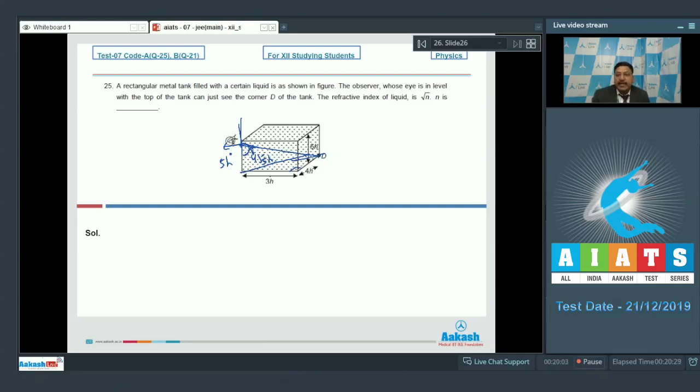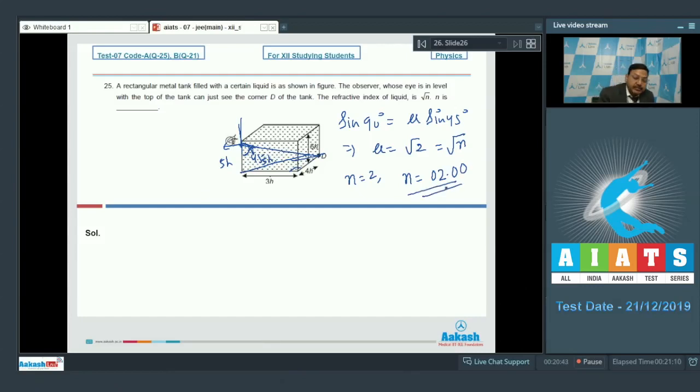Now if I take the refractive index of the liquid is mu, then we have the equation sine 90 degree equals mu sine 45 degree, and sine 45 degree is 1 by root 2. That gives us mu is equal to root 2. But this is given as root n according to the question, which clearly means the value of n is 2. But as per our format, the value of n will be written as 02.00. So that is the answer to this question.